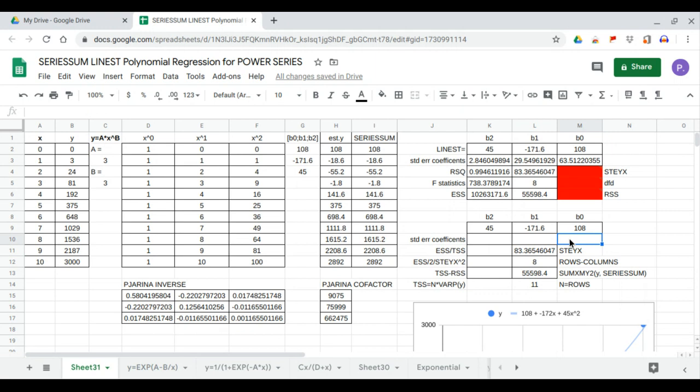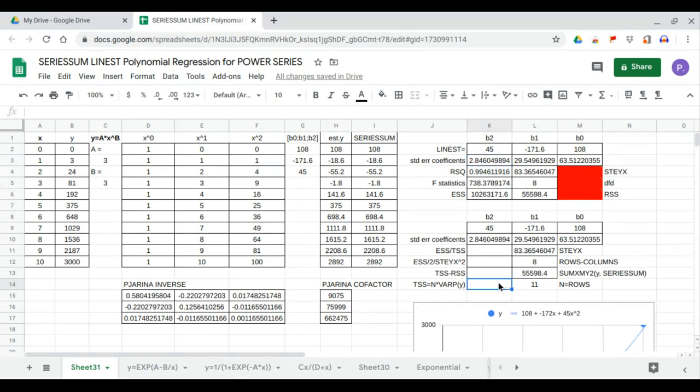Next, we calculate the standard error value of b0, which is Sey times the square root of P 0 1. 63.51 matches our LINEST output. And the standard error value of b1, which is Sey times the square root of P 0 2. 29.549 matches our LINEST output. And the standard error value of b2, which is Sey times the square root of P 0 3. That's 2.846, which matches our LINEST output.